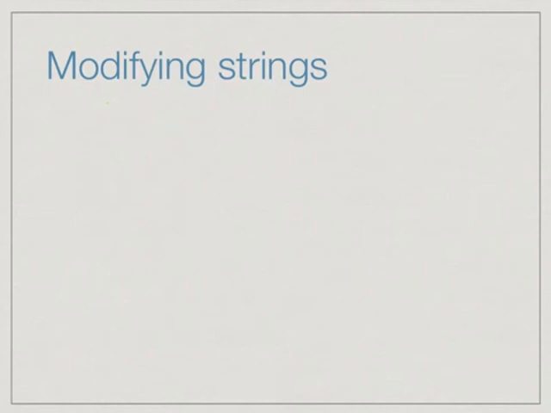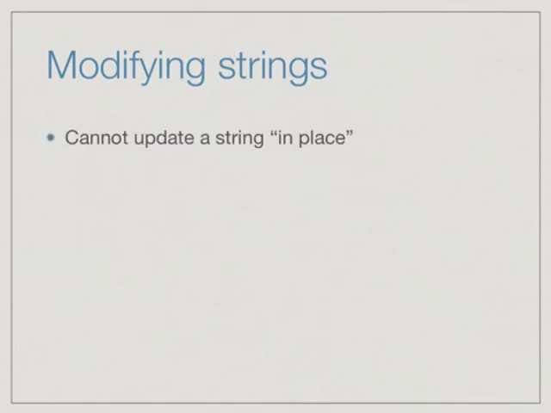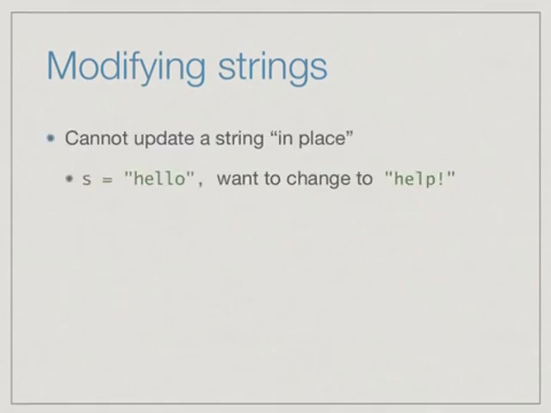Though we have access to individual positions or individual slices or sequences within a string, we cannot take a part of a string and change it as it stands. So we cannot update a string in place. Suppose we want to take our string hello and change it to the string help. It would be nice if we could take the third and the fourth position. So remember 0, 1, 2, 3, 4. So it would be nice if we could say make this into a P and make this into an exclamation mark so that I could get help instead of hello.